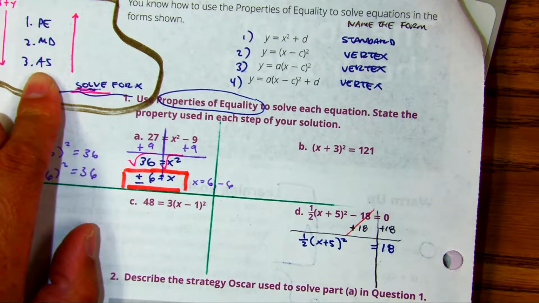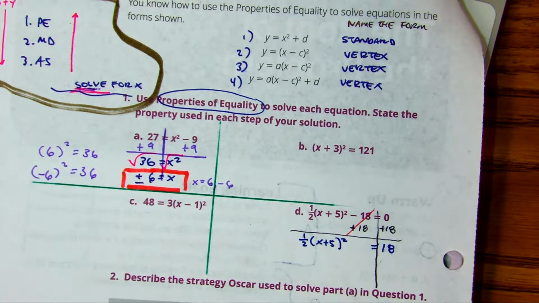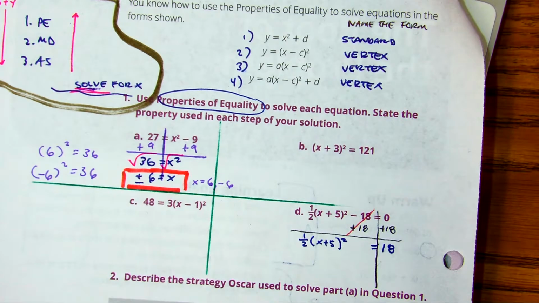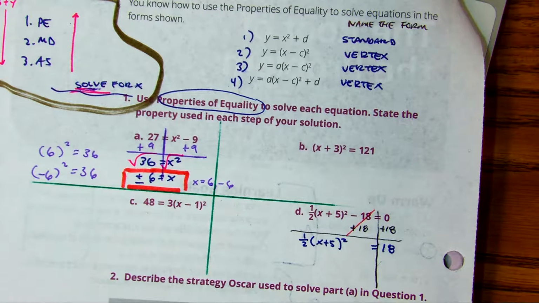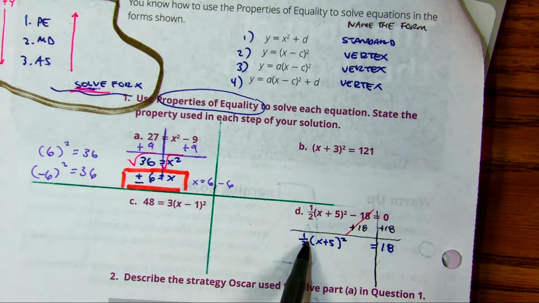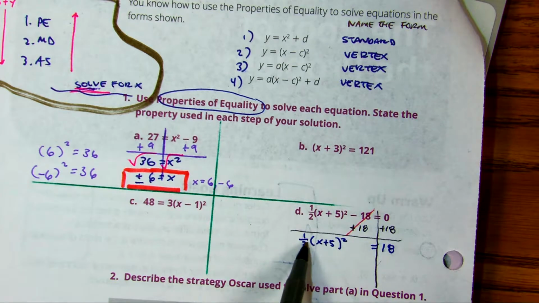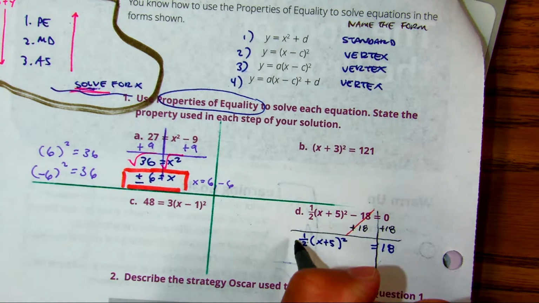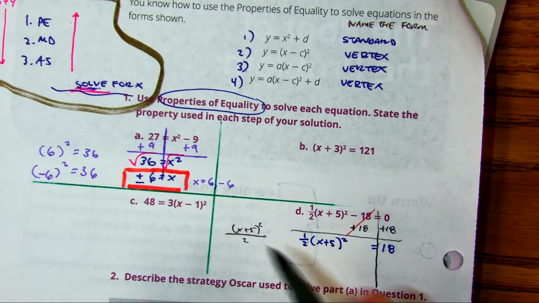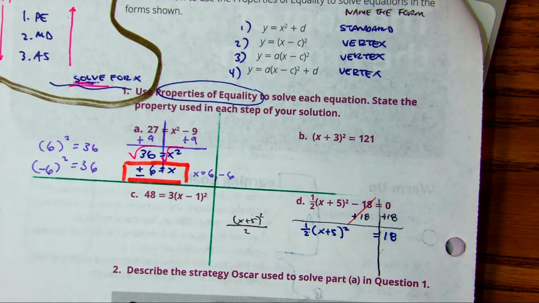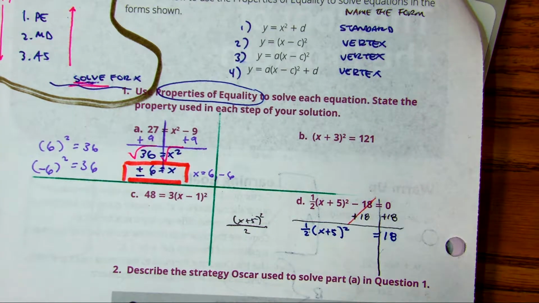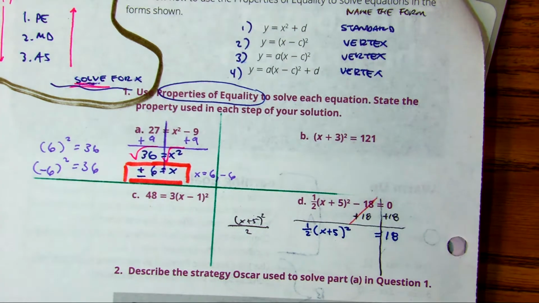Okay, what do we do next? Now it tells us multiplication and division. Put your finger where the multiplication and division is. It's right here. Essentially, if I had to write an equivalent expression, it's really x plus 5 squared all over 2. The opposite of division is multiplication. So how do you get rid of a fraction?